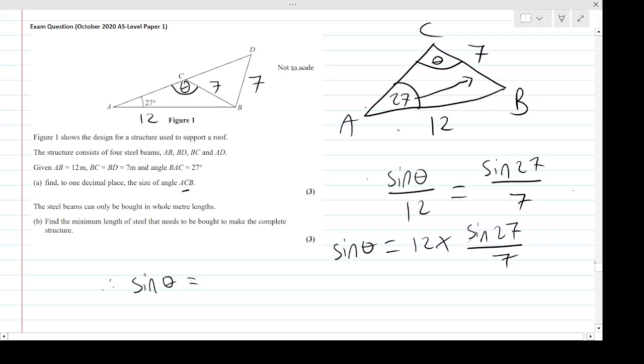And that will get me that sine theta, if I simplify that. Well, 12 times sine 27 over 7 is 0.778 dot dot dot. So therefore, if I inverse sine that, I get the first solution to be 51.1 degrees, right? Say to one decimal place, but there we are.